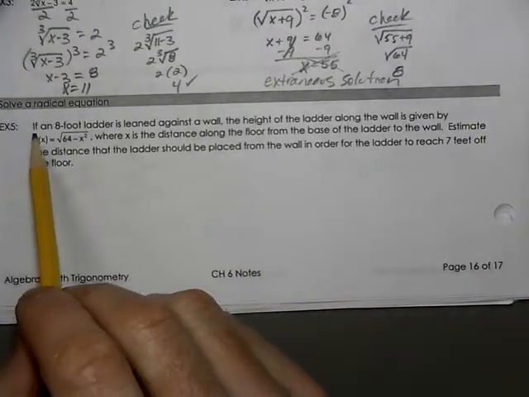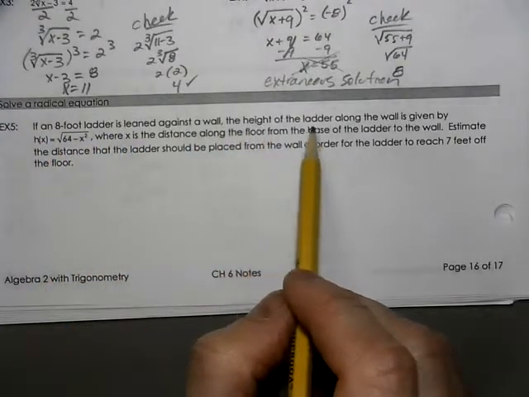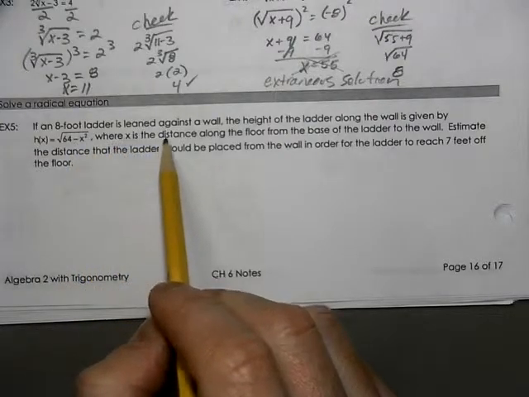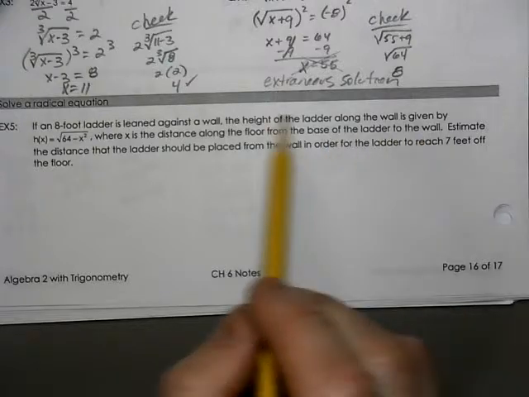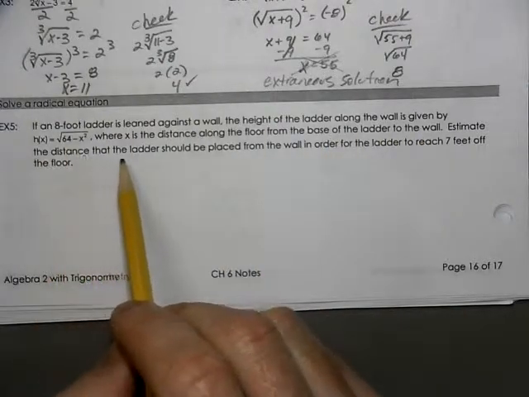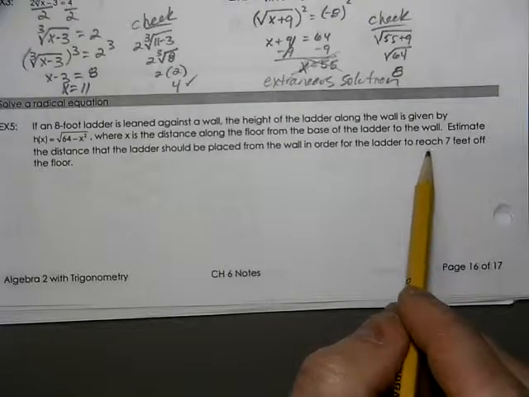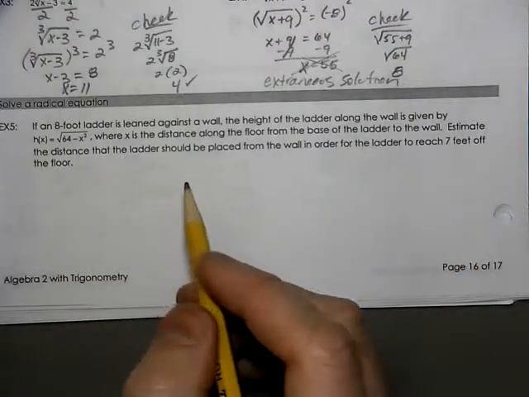With example number 5, if an 8-foot ladder is leaned against a wall, the height of the ladder along the wall is given by this equation, where x is the distance along the floor from the base of the ladder to the wall. Estimate the distance that the ladder should be placed from the wall in order for the ladder to reach 7 feet off the floor.